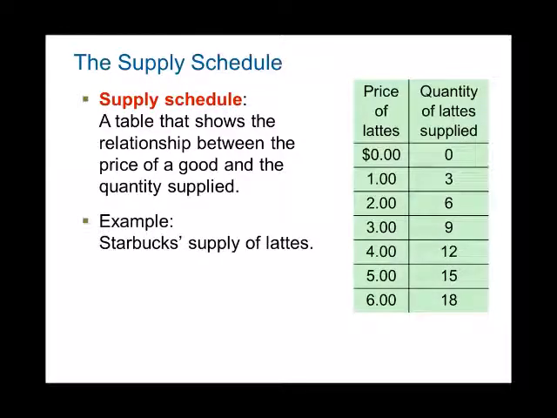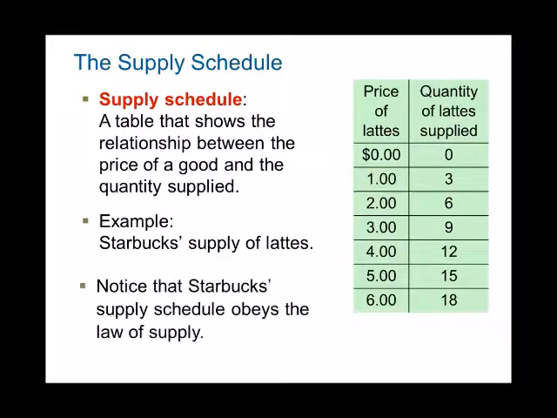So in this case, we ask Starbucks how much they are willing and able to supply at different prices. When price is $0, of course, they are not willing to supply anything because they don't make any money out of it. But as prices rise, the quantity supplied of lattes also goes up. So this shows that Starbucks is following the law of supply because there is a positive relationship between price and quantity supplied. The supply schedule of Starbucks obeys the law of supply, which is great. That's what we hope to see among sellers.